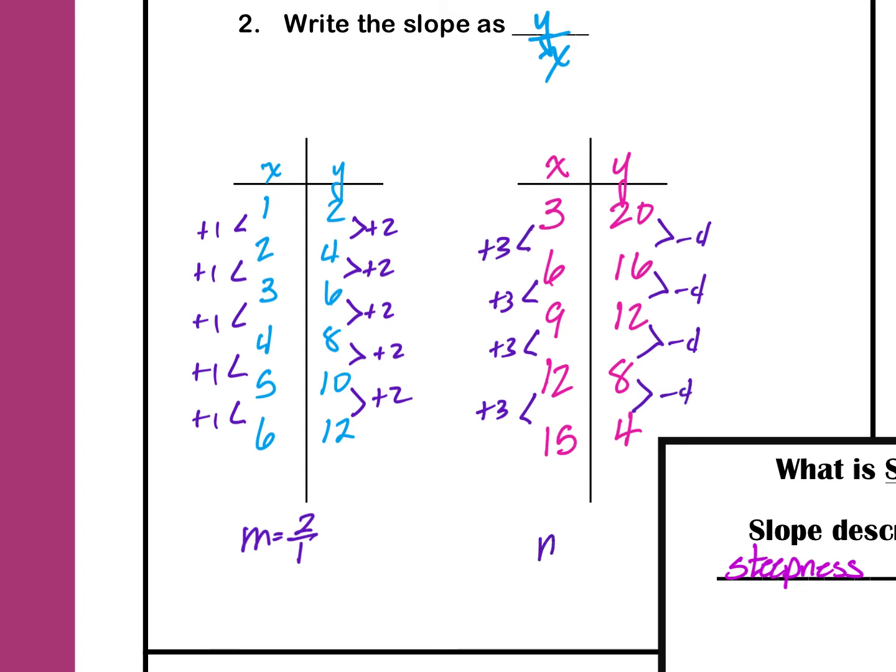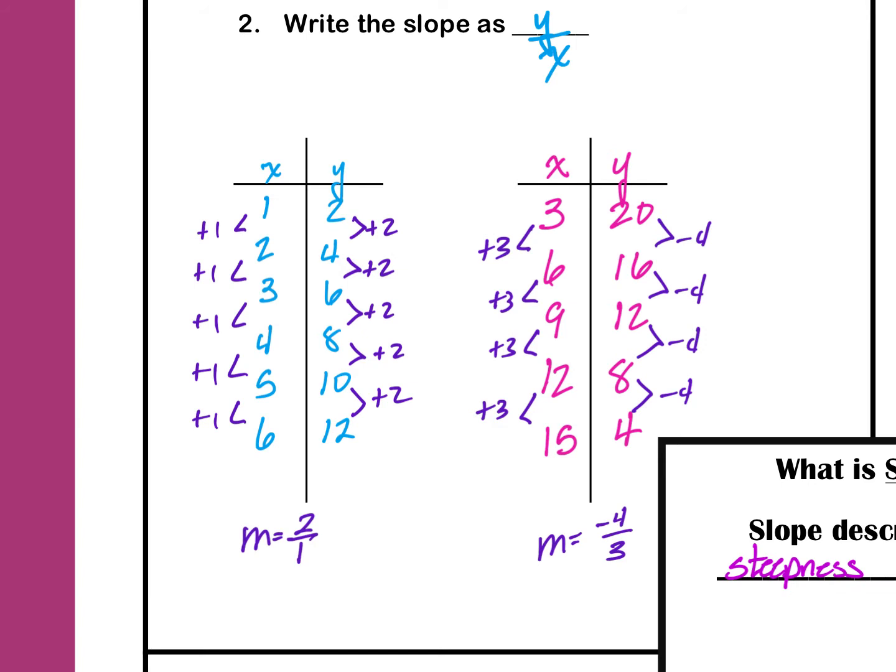So what's my slope of this line going to be? So my y is -4. What's my x? 3. -4/3. It's always y over x, okay? Does that make sense? Always, always y, right? Rise over run. Y over x. Okay?